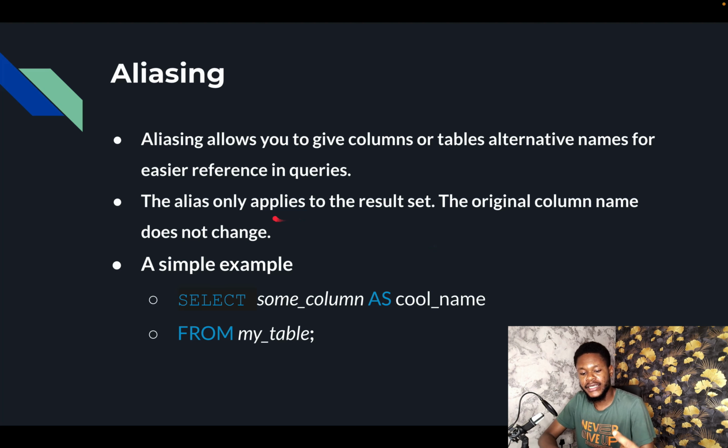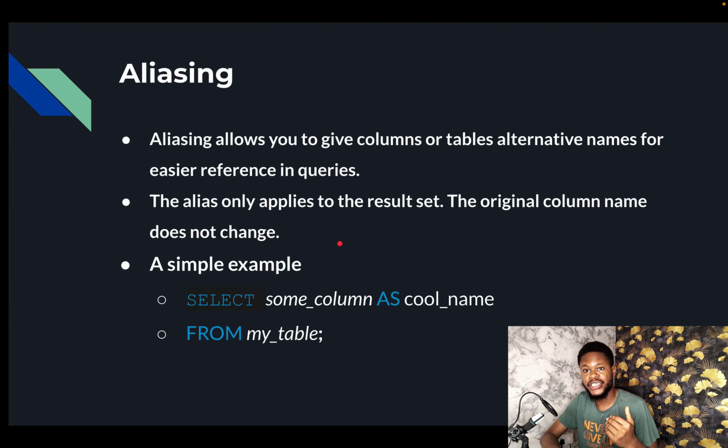Now what aliasing does, it's only going to apply to the result set. It's not going to change the original column name. The original column name is not going to change, just the result will change. The best way to see this is to show an example. So let's go back to pgAdmin.